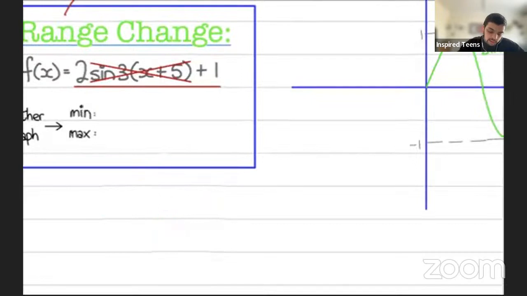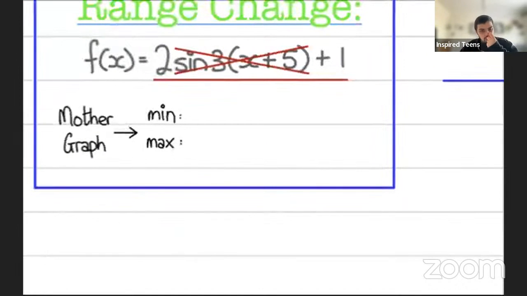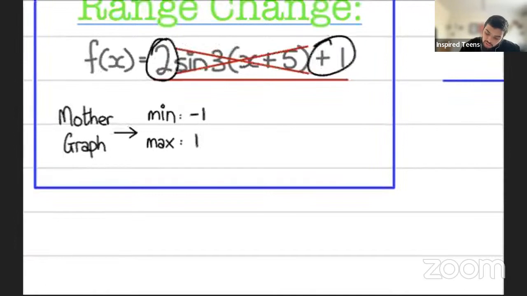Okay, so now let's look at this. How do we make those changes? Again, we simply ignore this one. We ignore it and we just deal with this and with that. It's really simple. You consider what the mother graph's maximum and minimum are. The mother graph's minimum is -1 and its maximum is +1. Then we're going to make these changes to that. So this 2, let's throw it in blue. Let's throw this in pink.